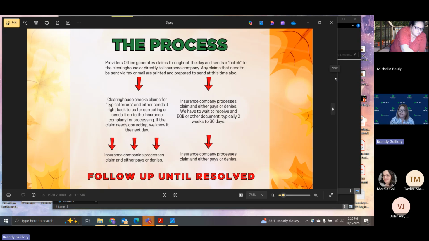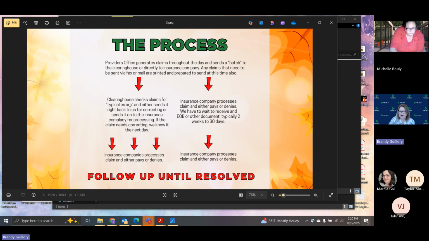If they're a smaller insurance company, they may not be signed up with a clearinghouse, and we may have to send those differently. Like it says, any claims that need to be sent via fax or mail are printed and prepared to send at this time also, at the end of the day. We submit them in our systems all throughout the day, and then at the end of the day, we batch it all together and do what we have to do with it, get it sent out, right? All right, so those claims are going to go out one of 2 ways.